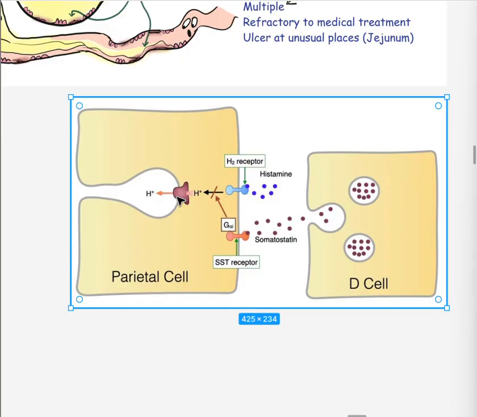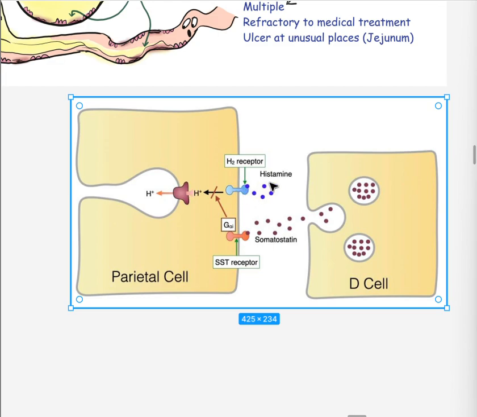So the parietal cells, present in the fundus and body, secrete hydrochloric acid, and the D cells are located in the gastric mucosa, especially the antrum part, and they function by secreting somatostatin. This is an inhibitory hormone. Now, histamine stimulates acid secretion.